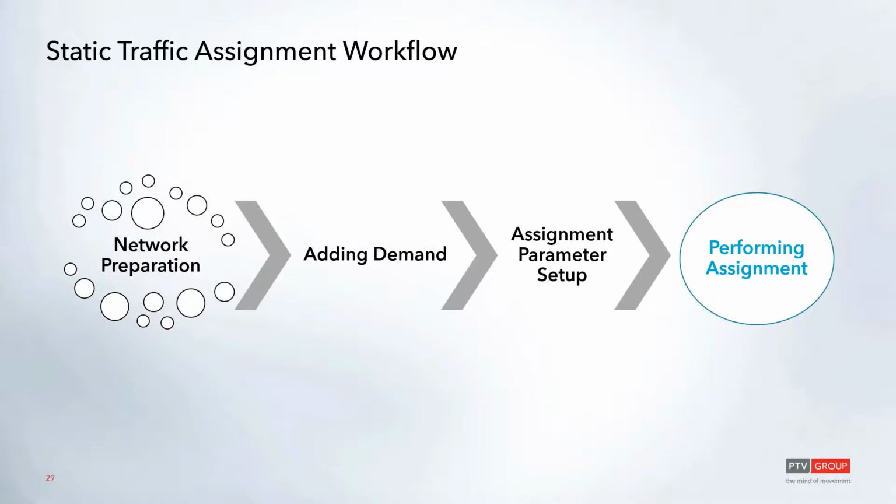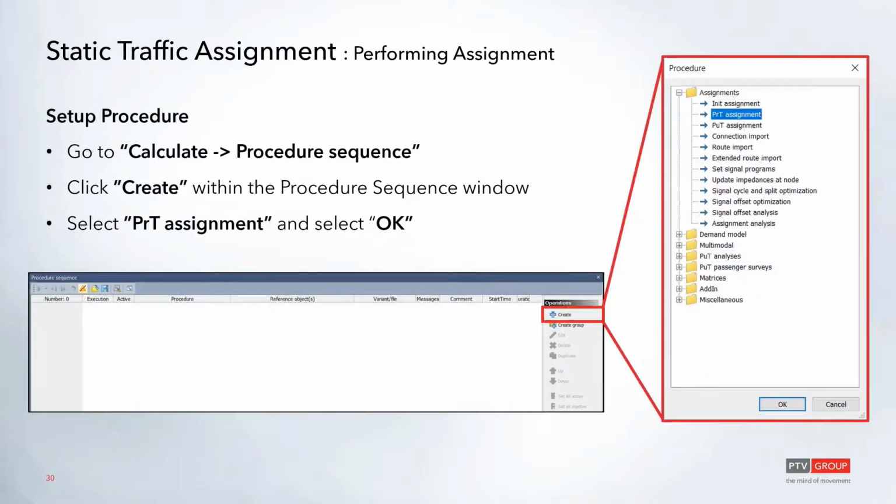All right, so we've reached our final step here, and now we can take a look at setting up this assignment procedure and running it in Visum. All of the calculations in Visum are held within this procedure sequence window, which is found underneath the Calculate menu. In this window, over on the right-hand side, you can click the Create button to add in any of these procedure options. In this case, since we're doing a regular static private transport assignment, underneath the assignment folder is a PrT assignment option that we can select.